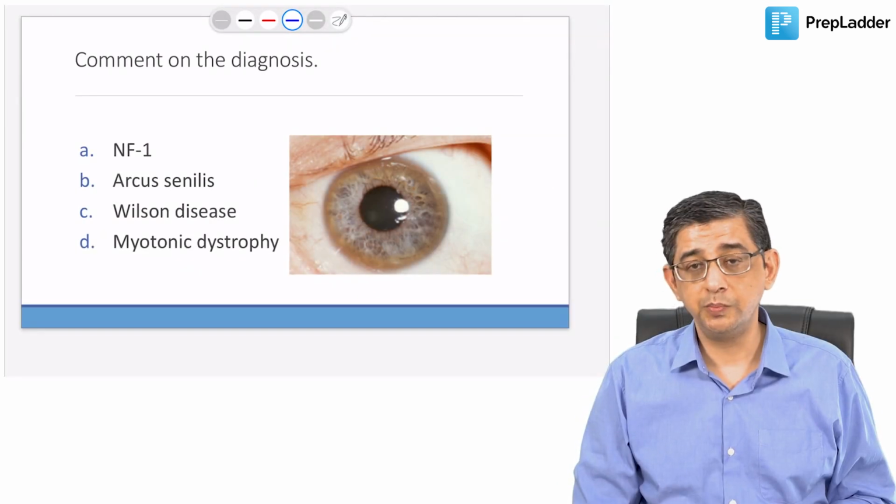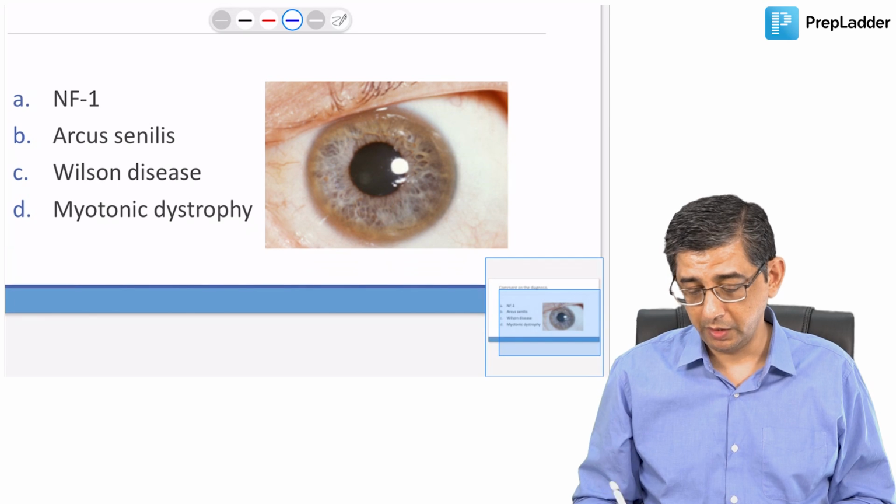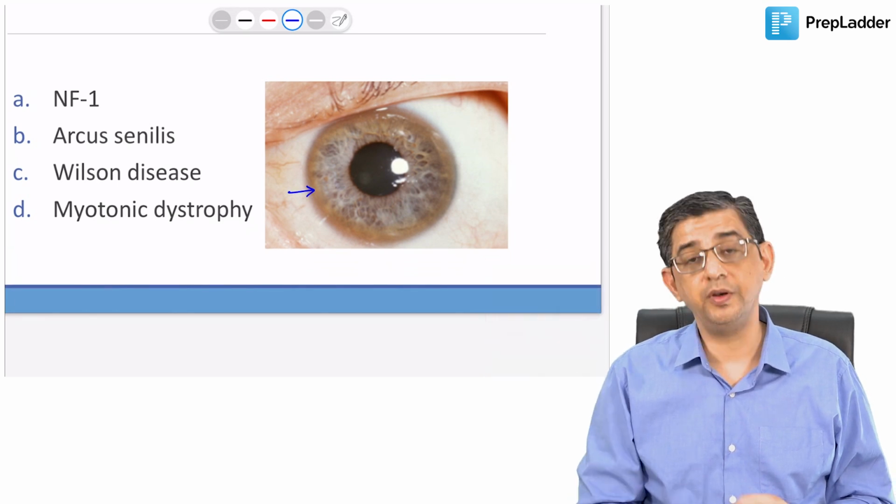The next question was a spot diagnosis. You can notice a greenish brown ring in the periphery of the eye.